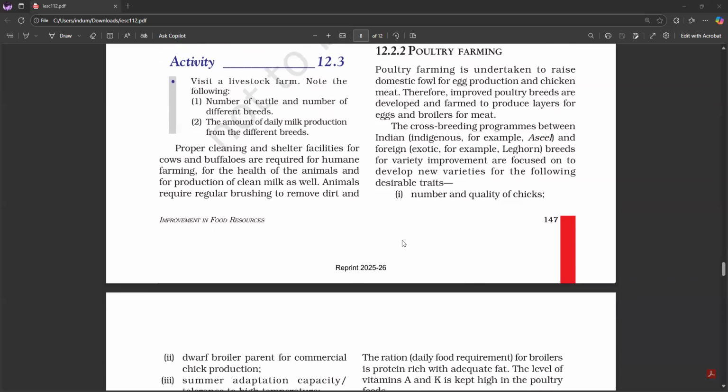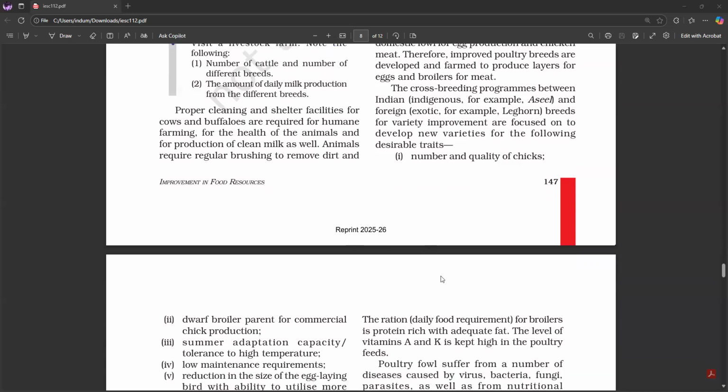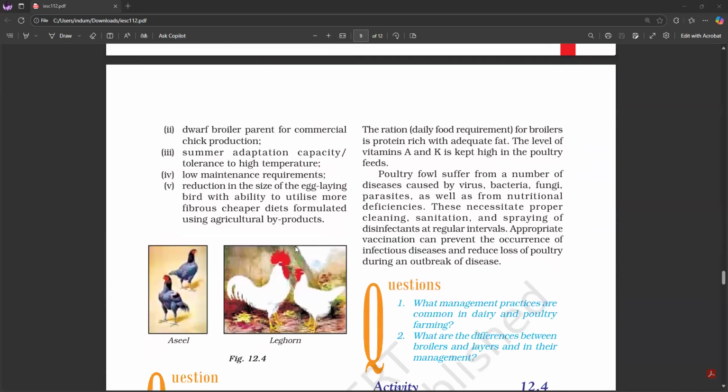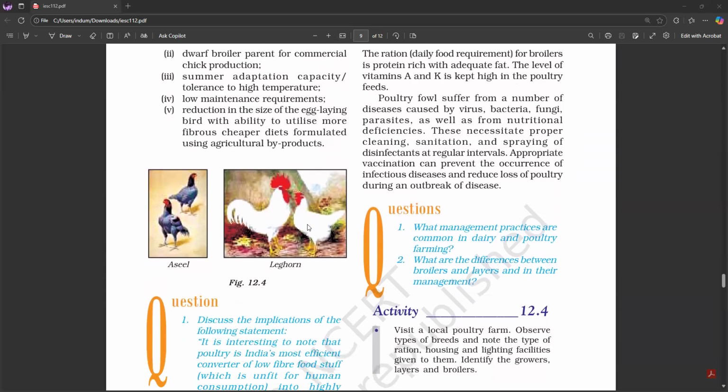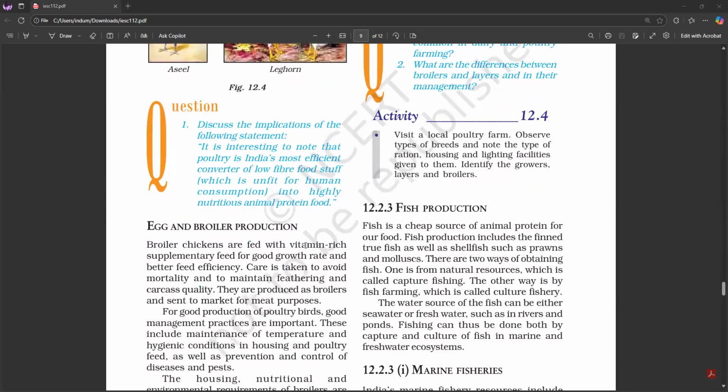focused on to develop new varieties for the following desirable traits: number and quality of chicks, dwarf broiler parent for commercial chick production, summer adaptation capacity, tolerance to high temperature, low maintenance requirements, reduction in the size of egg-laying bird with ability to utilize more fibrous, cheaper diets formulated using agricultural byproducts.